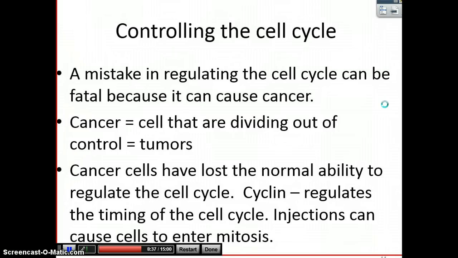Some research has been done on the chemical called cyclin. Cyclin regulates the timing of the cell cycle. They have injected cells with cyclin, and when they do that, that cell automatically enters mitosis. So there has been some cancer research done on this chemical known as cyclin.